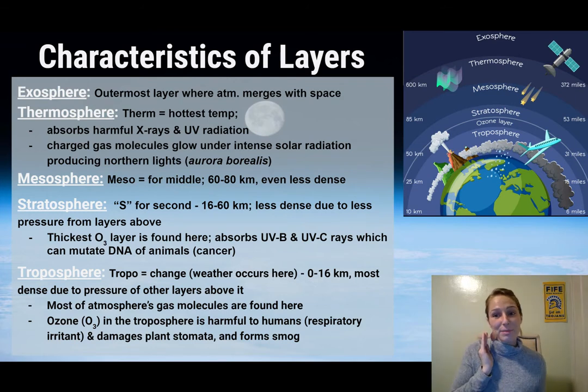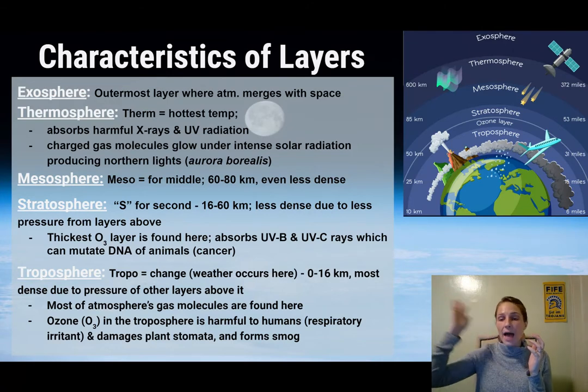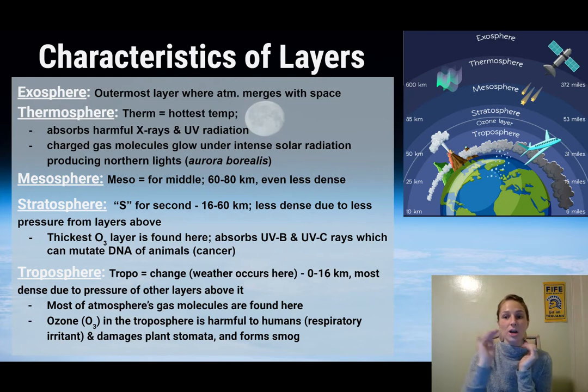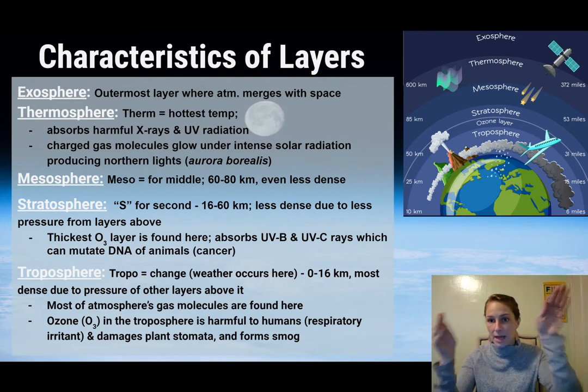But another cool thing that happens at the thermosphere is this is where you start to get charged gas molecules that start to glow because of the intense solar radiation that's being absorbed there. And this is what leads to the aurora borealis, which are the northern lights. So the northern lights are actually occurring here in the thermosphere layer, which then brings us to the outermost layer, which is the exosphere. If you want to think exo is like outside, think of the exoskeleton of a bug. It's the outside layer.